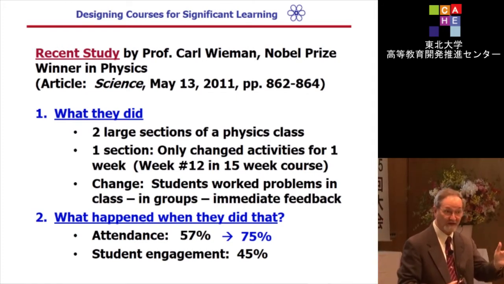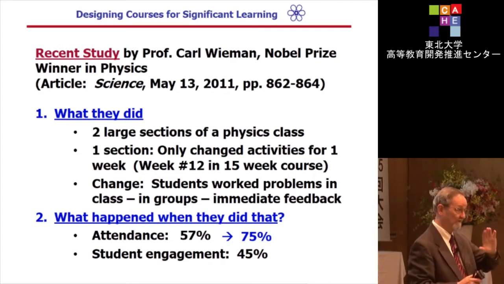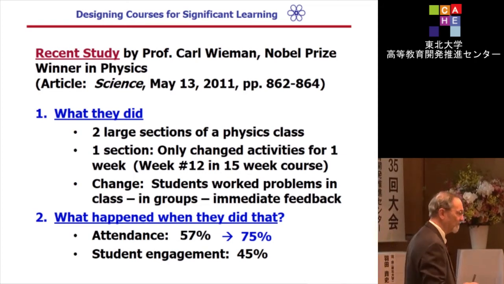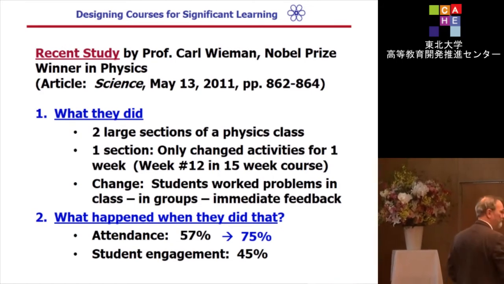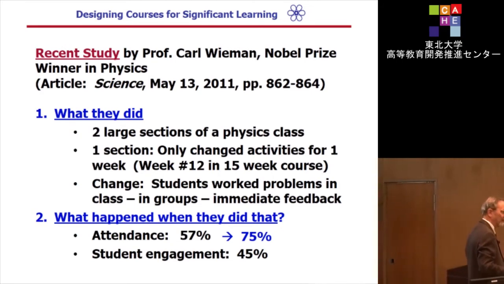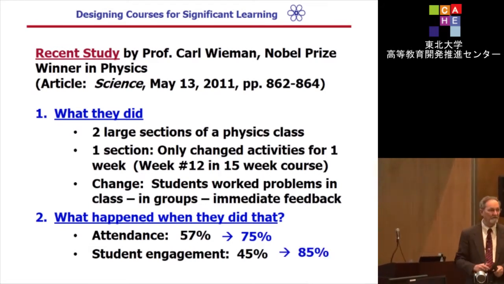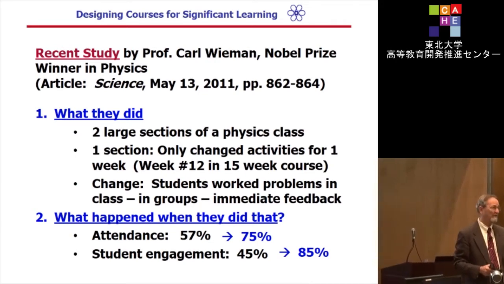So all the class time was not lecturing. The class time was working on problems in groups with immediate feedback. Not next week, but immediate, right on the spot. That was a change. What happened when they made those changes? The first thing that happened was the attendance in 3 days went from 57% to 75% in the experimental section. The other thing that happened was the percentage of time that the students were paying attention went from about 50% to 85%, almost doubled. They were paying attention to what was going on in class.